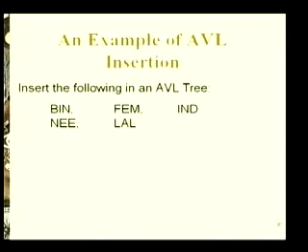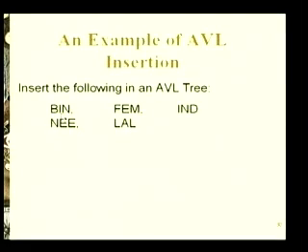Let's look into the insertions. What we want to insert in an AVL tree is some names instead of numbers, and they are to be inserted in their lexicographic fashion. That simply means we'll be inserting bin, fem, ind, ni and lal in this particular order.